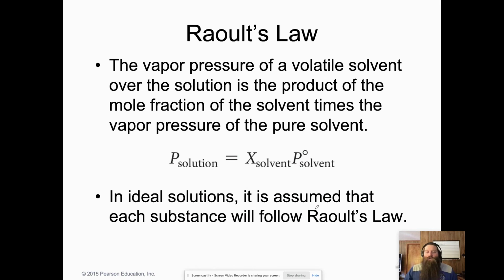Now we measure this with Raoult's law, and we again assume ideal solutions just like we assume ideal gases. And Raoult's law tells us that the pressure of the solution is equal to the mole fraction of the solvent times the vapor pressure of the pure solvent. Okay, and so obviously since this is a fraction, we would expect the P of the solution, the pressure of the solution, to be a fraction of the pure solvent. So it's going to be lower. All right, that's what we're going to find.